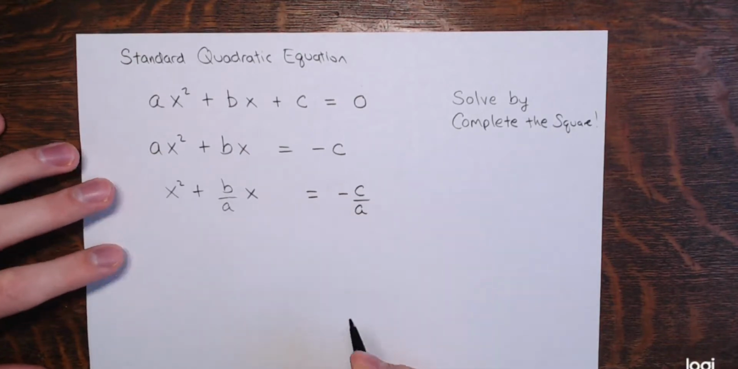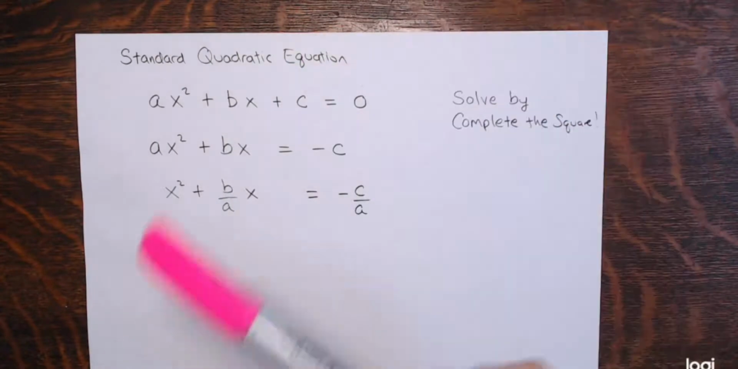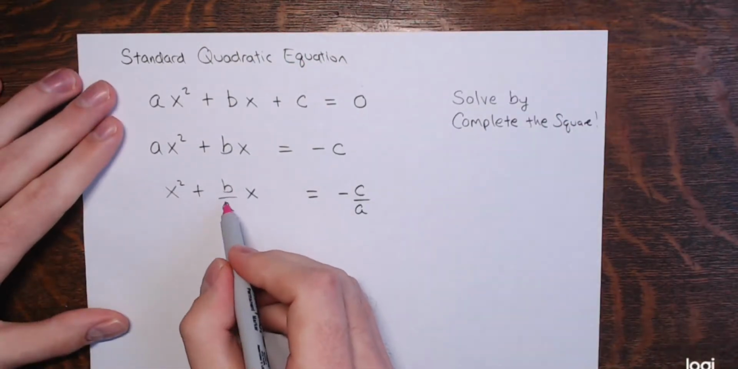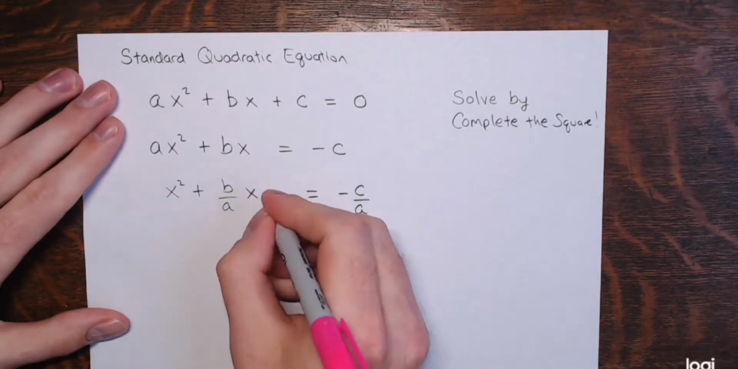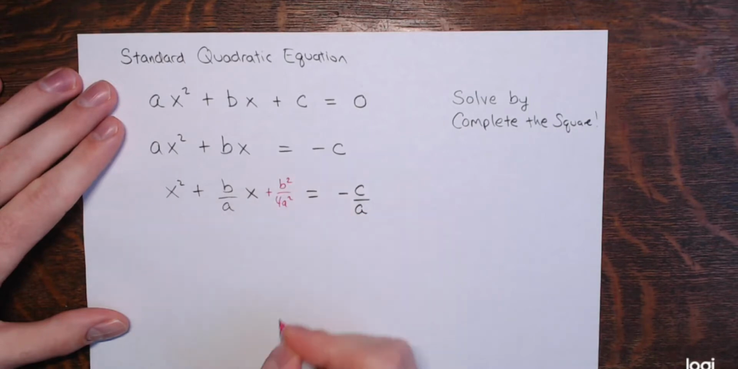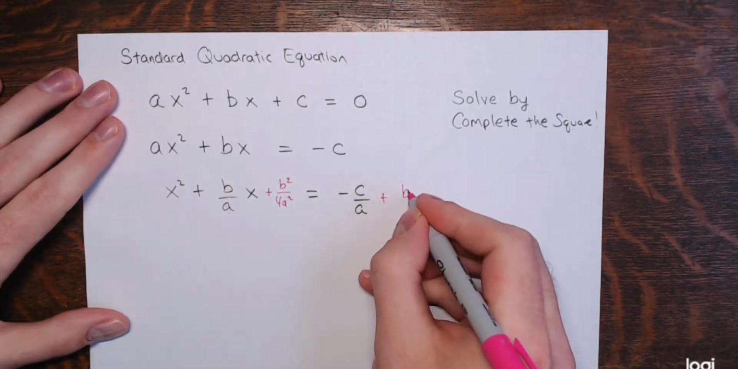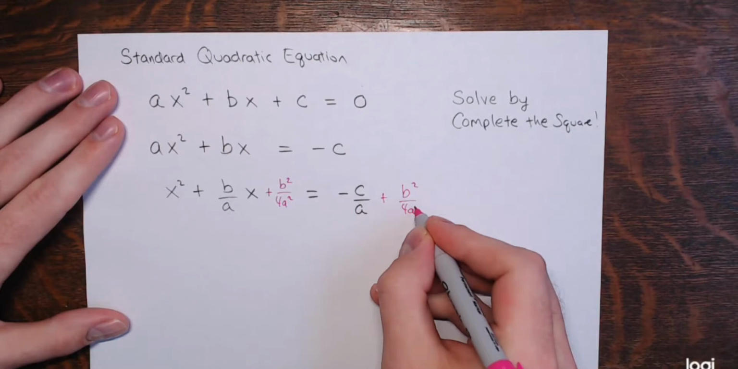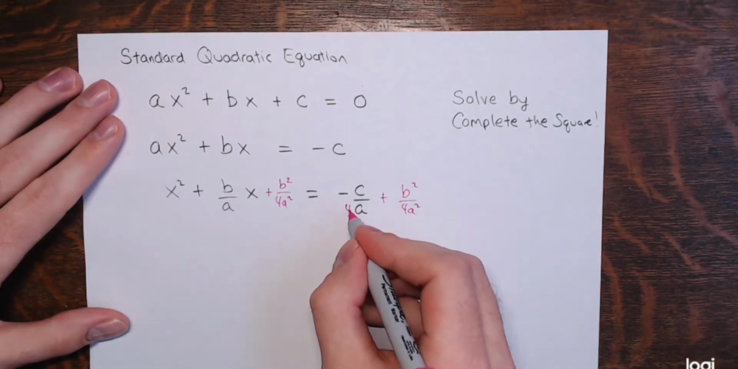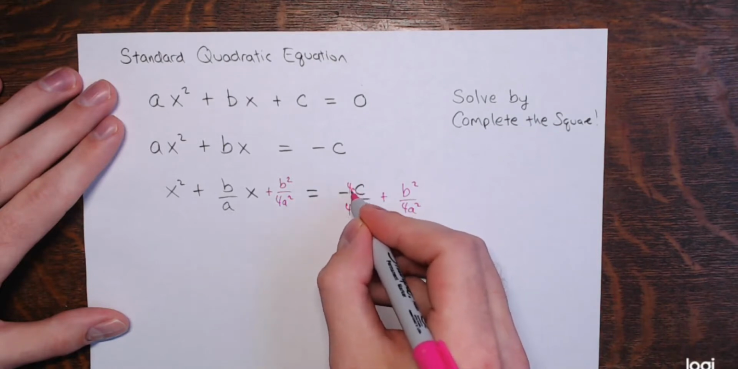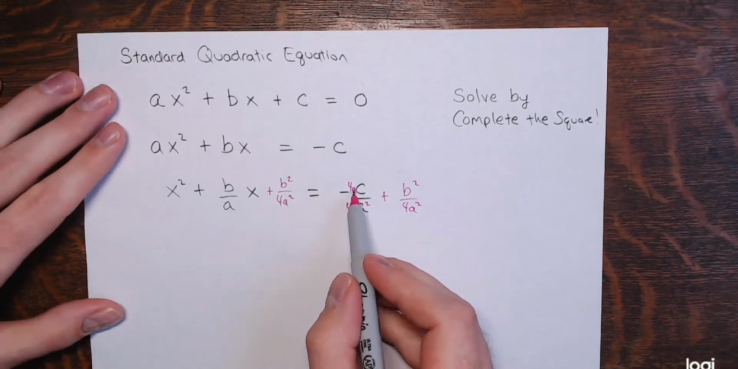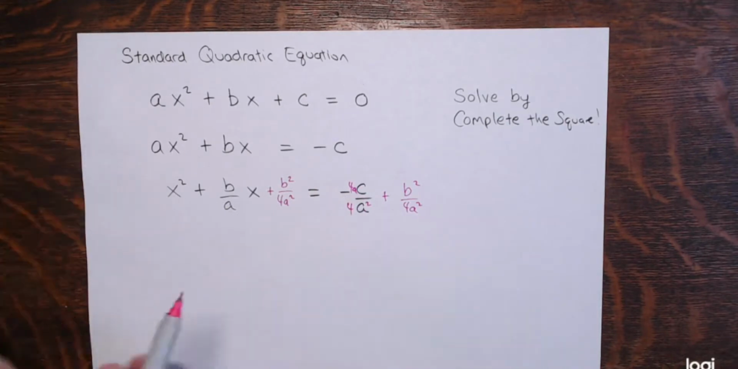Alright, then comes the complete the square part, where I take half of this, which would be b over 2a, and square it, which would be b squared over 4a squared. And this gets added to both sides, b squared over 4a squared. And over here, if I want a common denominator, I would have to multiply the numerator and denominator of this fraction by 4a. That way we get 4a squared. So you have negative 4ac over 4a squared. That way I can put them together.